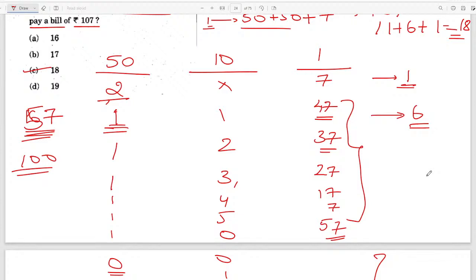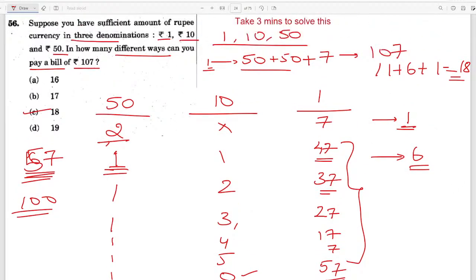I have considered the null here, in this case the 0 case. Is this clear? If you have any doubts, anyone, please ask. Okay, I'll just explain once again.